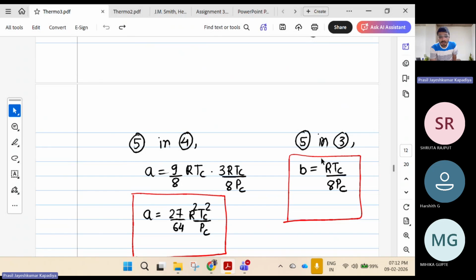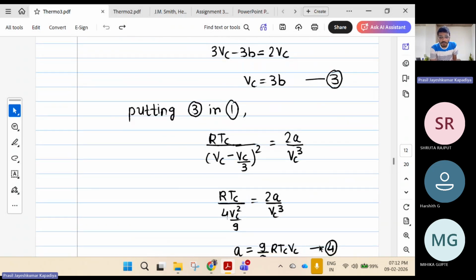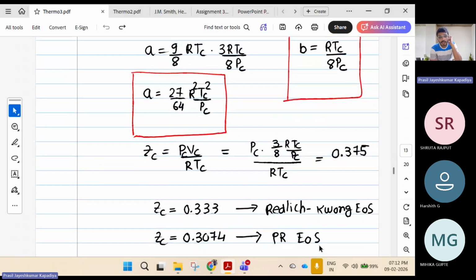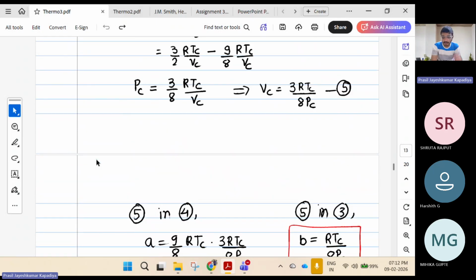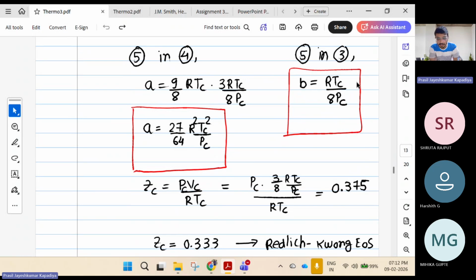So if I put the value of VC in equations 3 and 4, I get my constants in terms of temperature and pressure. So my A is nothing but 27 by 64 R square TC square by PC, and B is nothing but RTC by 8 PC. Is this clear to everyone why we did this? Because temperature and pressure are easier to deal with than temperature and volume. So we just did some mathematical arrangements and we got the values of A and B.